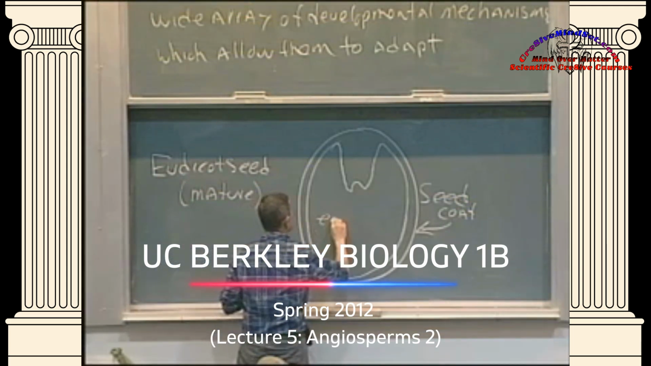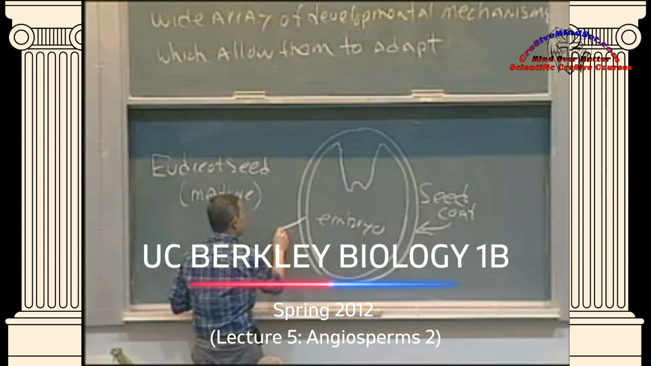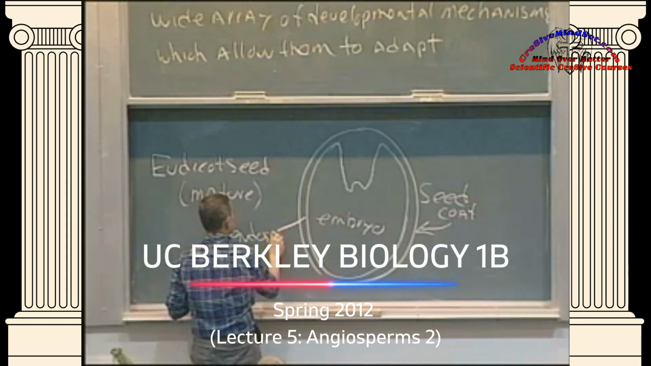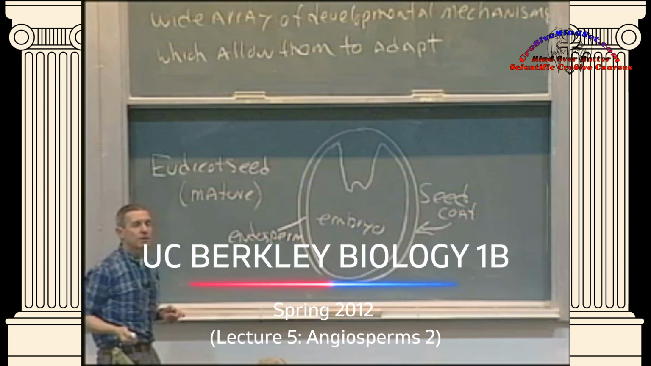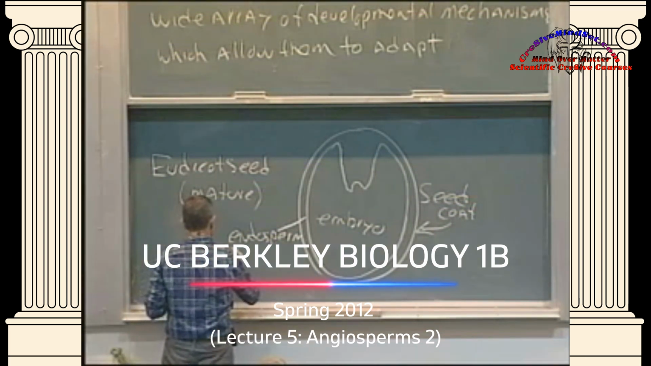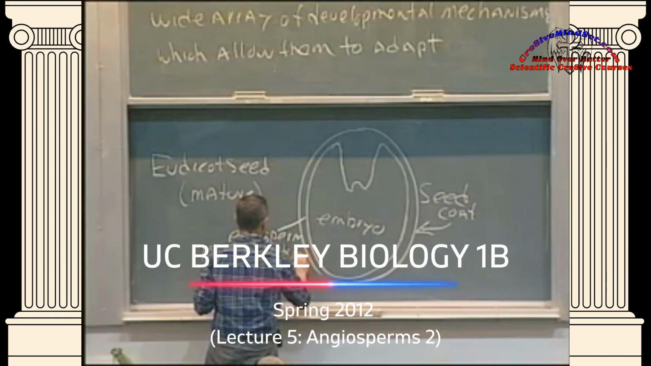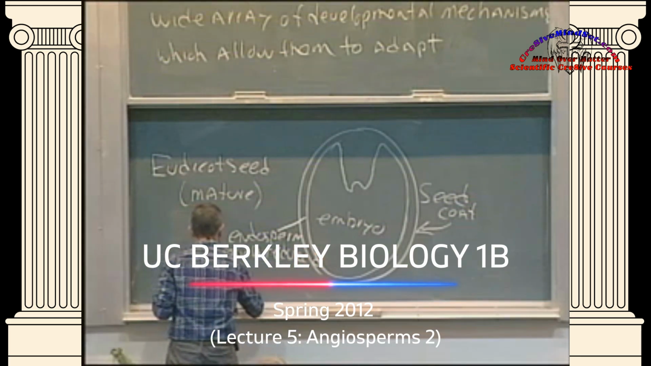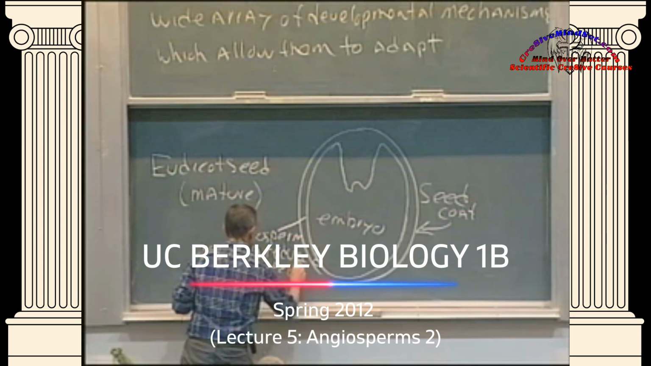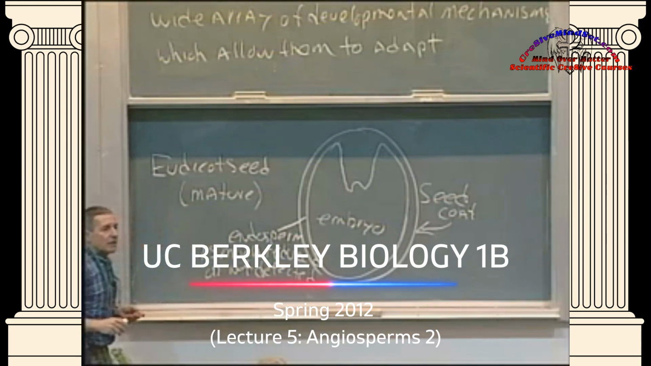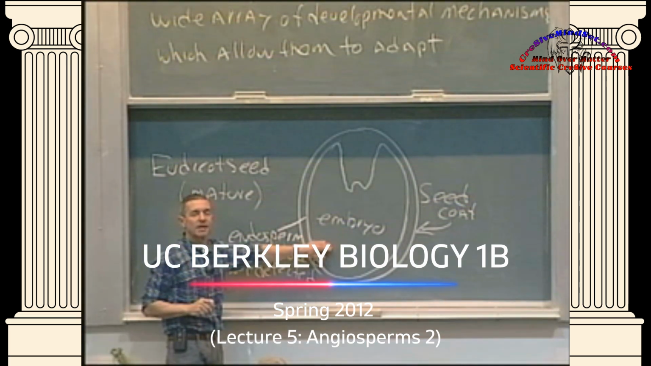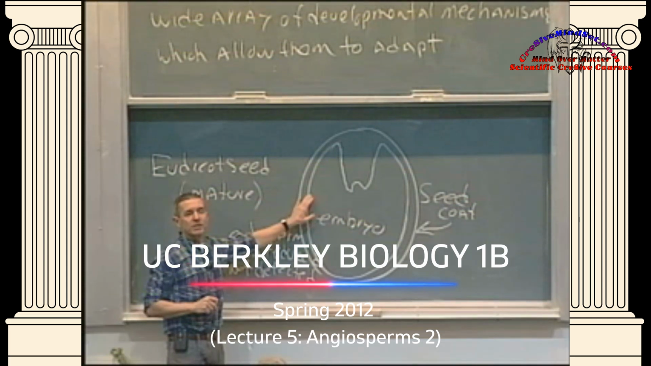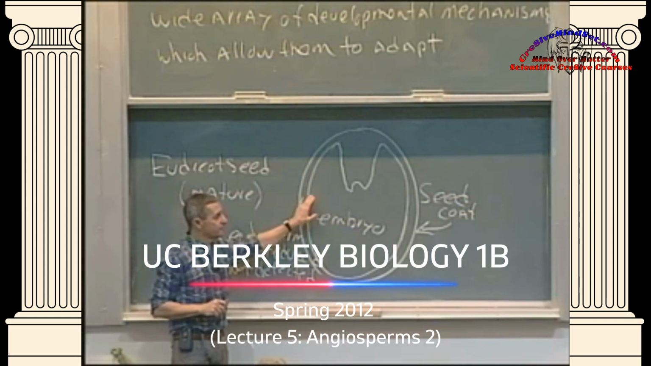So this would be the embryo. And the endosperm is much reduced or not detected. So the typical situation in most eudicots, not all, but most eudicots, is that the embryo grows to fill the entire space inside the seed coat, and the endosperm, if it's present, is very, very much reduced.